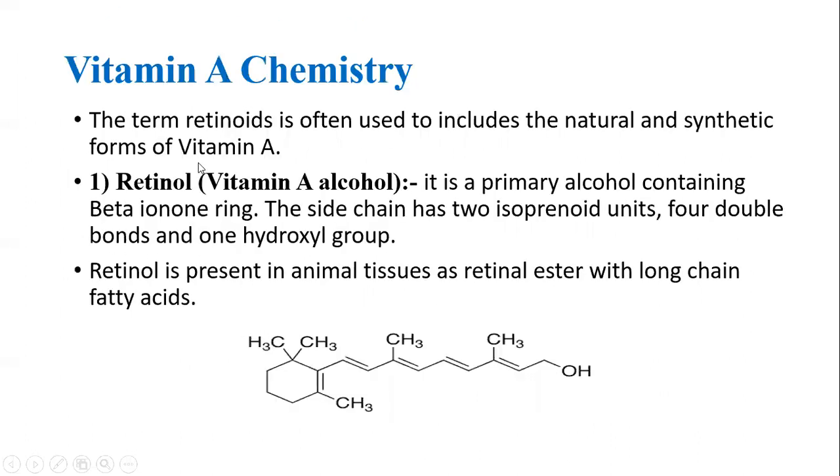First of all, we are discussing retinol, the alcoholic form. It is a primary alcohol containing a beta ionone ring, and the side chain has 2 isoprenoid units, 4 double bonds, and 1 hydroxy group. And this is the structure of retinol, the vitamin A alcoholic form. This is the 1 beta ionone ring, and this side chain contains first, second, third, and fourth double bonds and a single hydroxyl group.